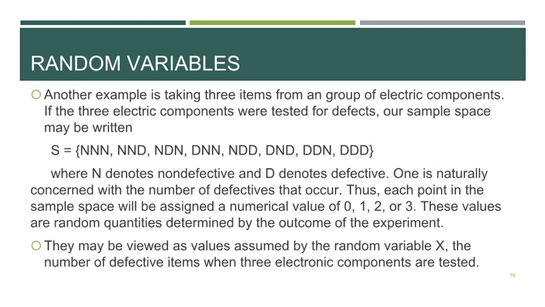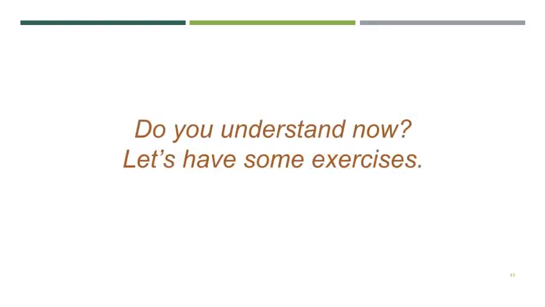Thus, each point in the sample space will be assigned a numerical value of 0, 1, 2, or 3. These values are random quantities determined by the outcome of the experiment. They may be viewed as values assumed by the random variable X, the number of defective items when three electronic components are tested. If we check the values of our random variables, we can conclude that it is a discrete random variable. Let's try to solve some problems involving random variables.